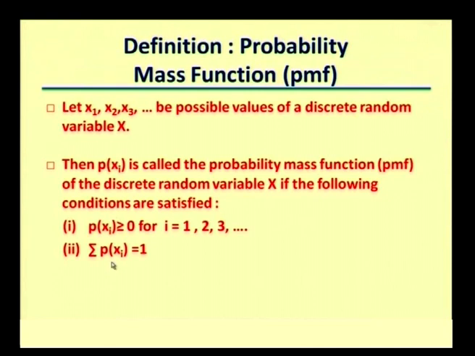And the second condition is total probability. Summation P of xi is equal to 1, where i ranges from 1 to infinity. So this second condition mentions that the totality of all the probability values is equal to 1. That is, total probability is 1.